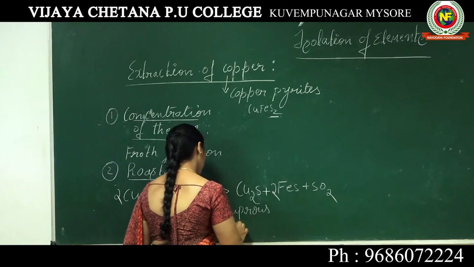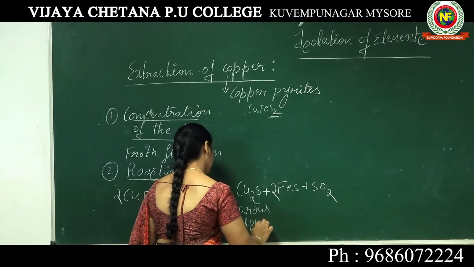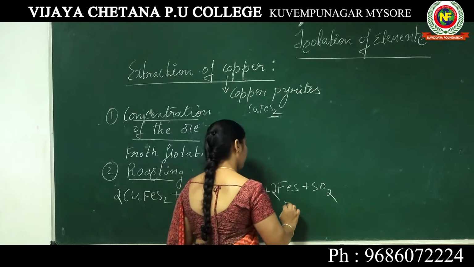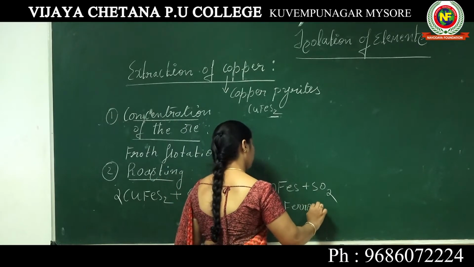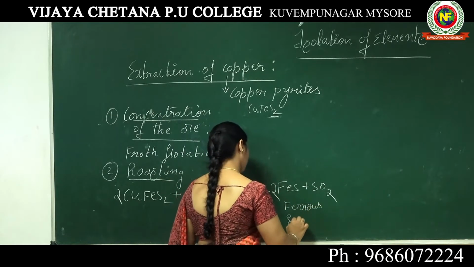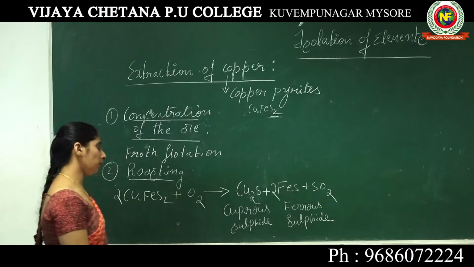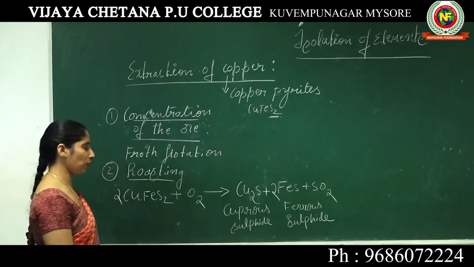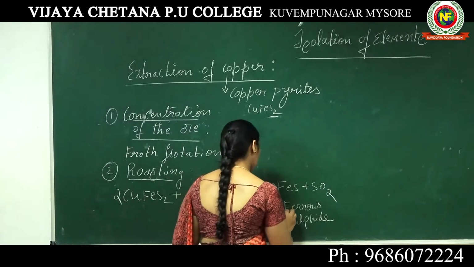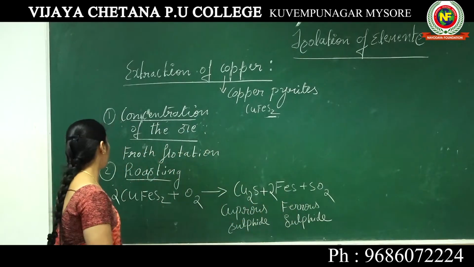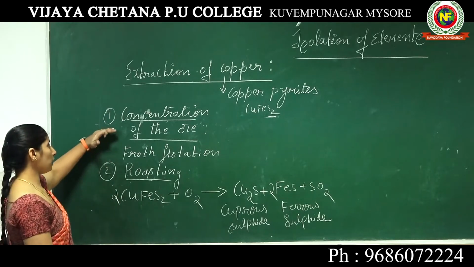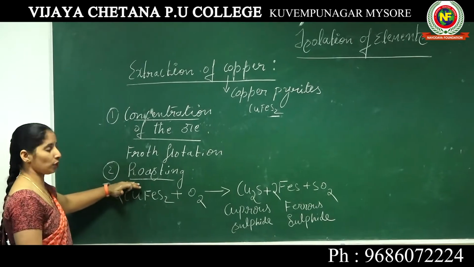Cuprous sulfide and ferrous sulfide, where the sulfur dioxide gas will escape. So this is the second step under the extraction of copper, that is roasting. The first one is the concentration of the ore, the second one is roasting.